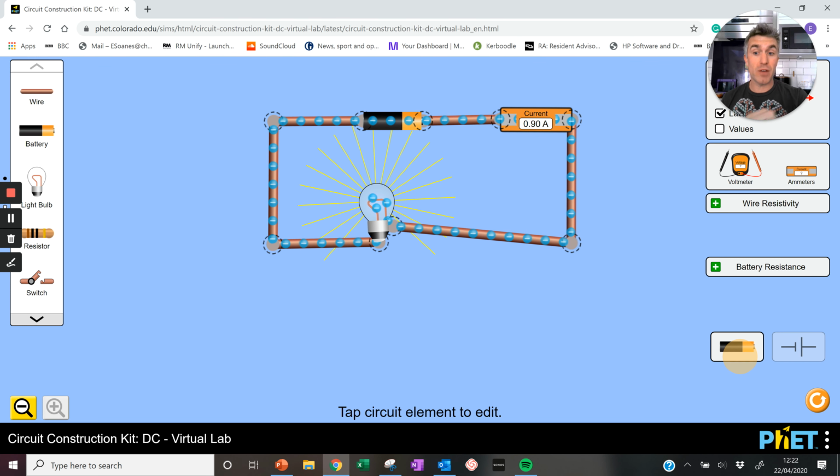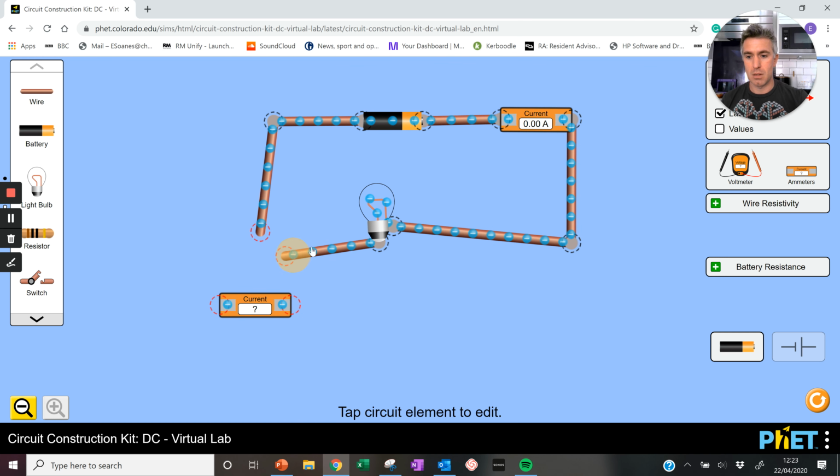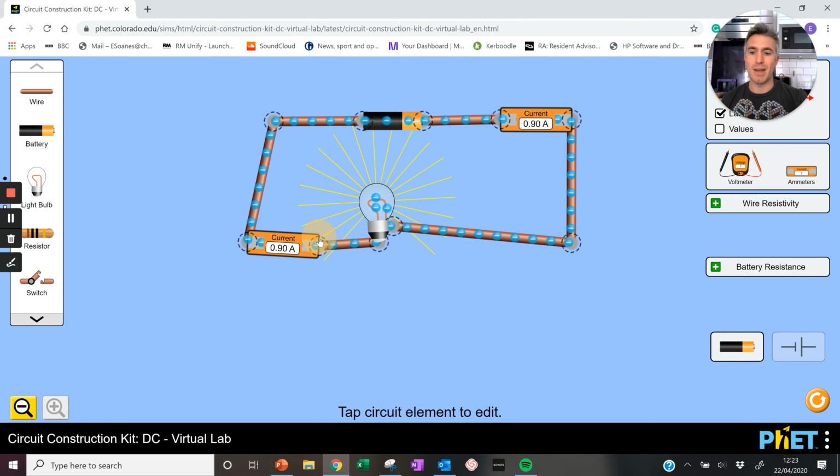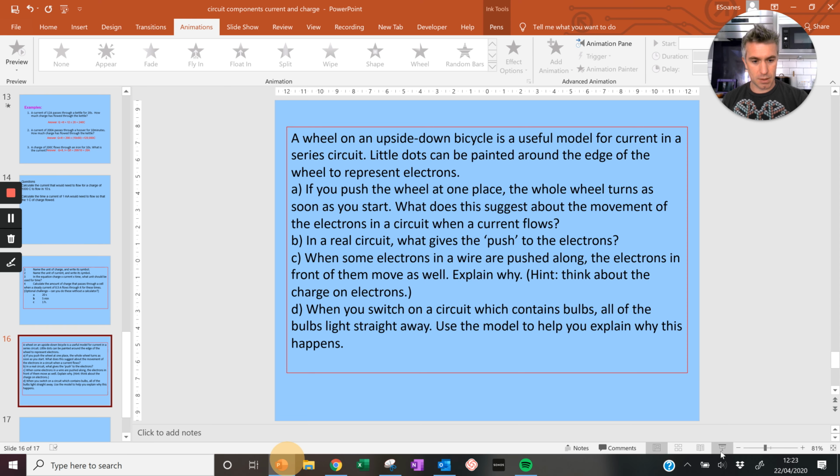So wherever you look in the circuit, you'll see the same amount of electrons passing by, which means, let's see if I can do this, I can add another ammeter. Wherever I look in the circuit, the current should be exactly the same. There we go, 0.9 there, 0.9 there. Because the current is just how many electrons pass every second. If it's the same, it's the same. So everywhere in a series circuit, the current is the same.